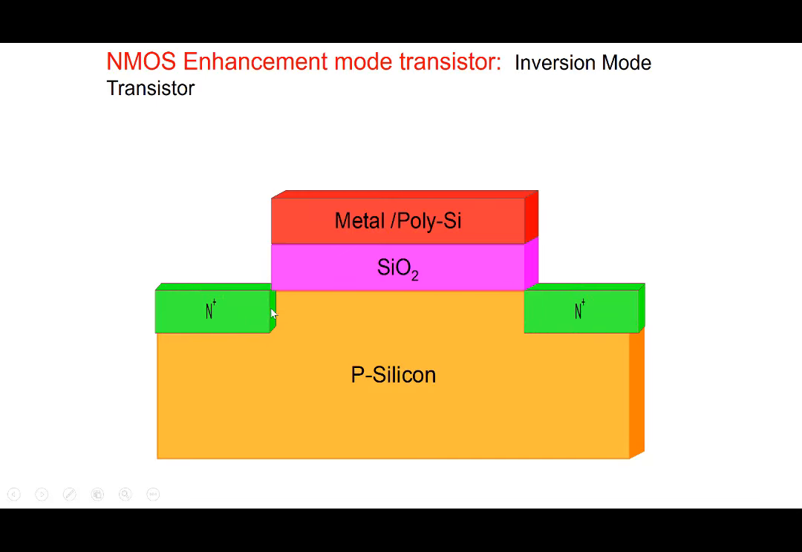This region, we convert it into N-type, heavily doped N+ region here and heavily doped N+ region here. And then we make contacts. We evaporate aluminum, we make contacts here. So this is called the source, this is called the drain, this is called the gate, and this is the body of the transistor. We call it the body or substrate here.